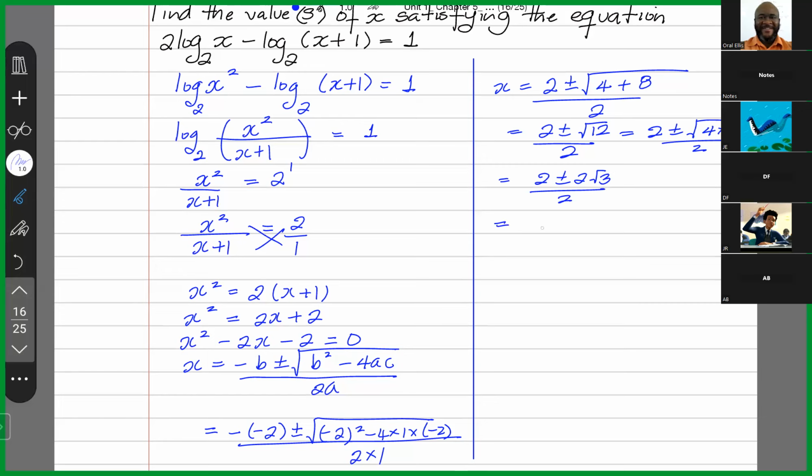So this would be 2 over 2 plus or minus 2 root 3 over 2. So x is equal to 1 plus or minus root 3. Separating them, I have x is equal to 1 plus root 3, or x is equal to 1 minus root 3.